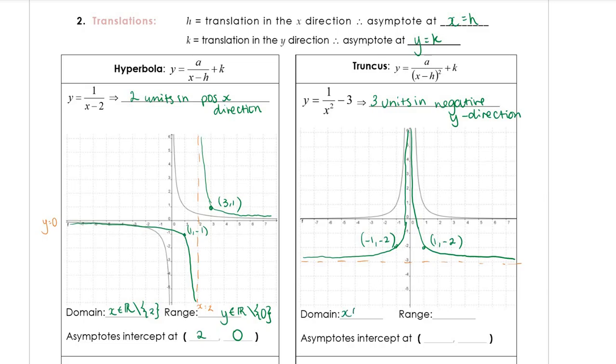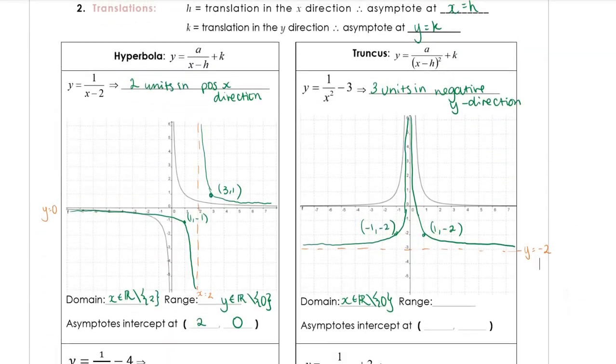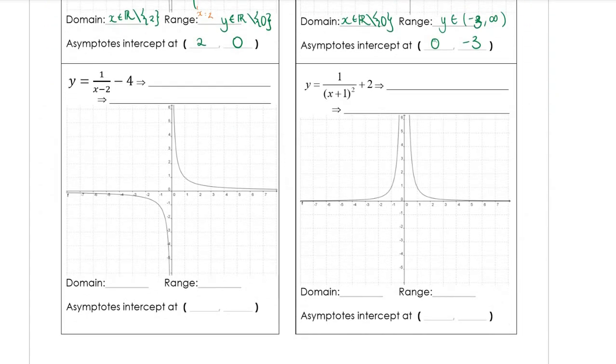Now, our domain in this case, we can see we've got all x values except for 0, but our range this time, we can see we're above that line of y equals -2. So that means in this case that our range is going to be y going from -2 not included to infinity also not included. Okay, oh sorry, -3. That means that our asymptote's intercepting at (0, -3). Okay, feel free to pause the video here, and then I'll pop the answers up as well.